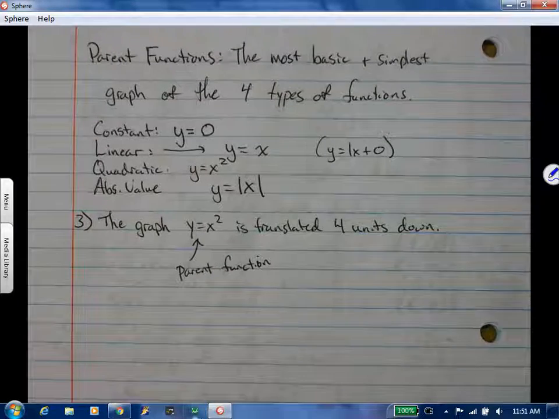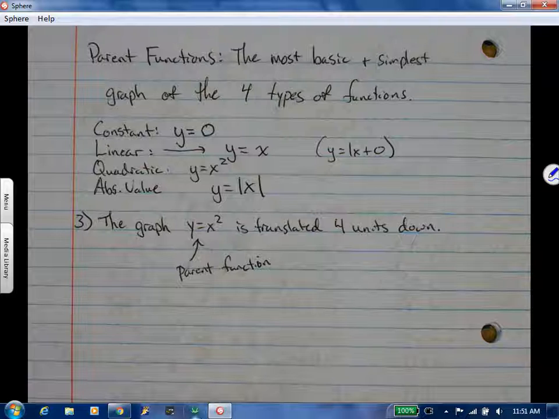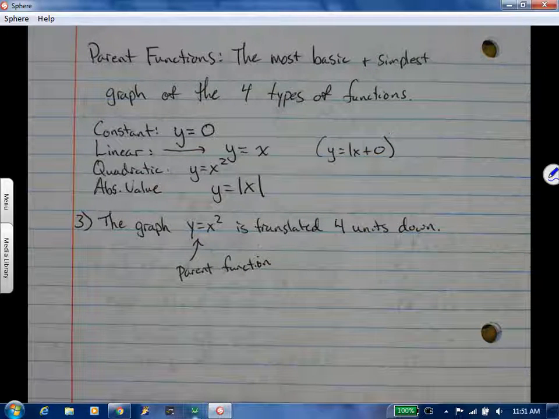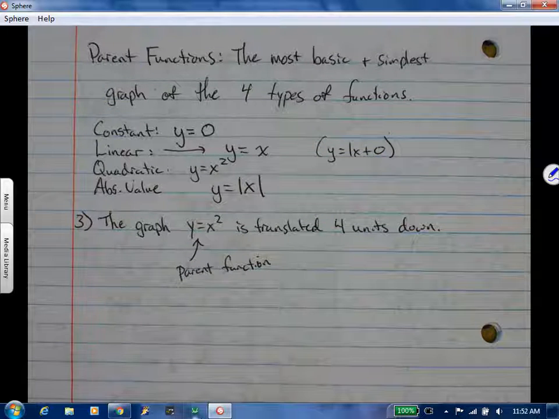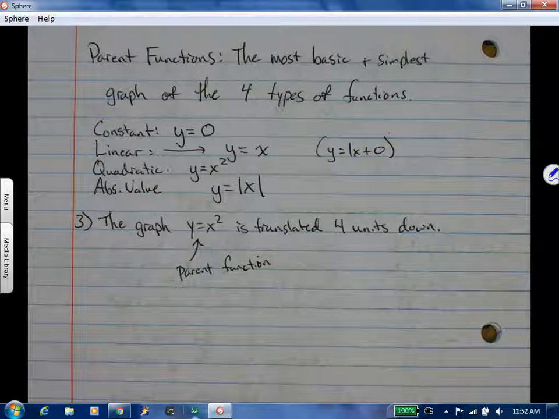So, your parent functions. Parent functions are the most basic and simplest graph of the 4 types of functions. So if you have a constant, your simplest one is y equals 0. If you have a linear function, your basic one is y equals x, or you can think of it as y equals 1x plus 0.